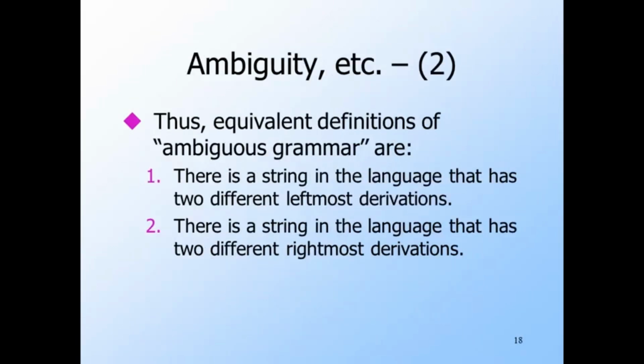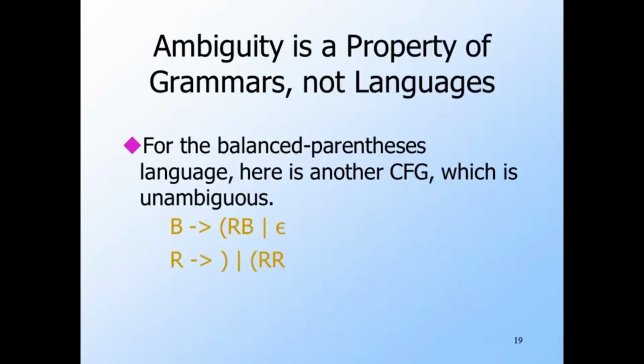Thus, we could also define a grammar to be ambiguous if it has a string with two different leftmost derivations or two different rightmost derivations. Fortunately, just because one grammar for a language is ambiguous does not mean that we can't find another grammar for the same language that is unambiguous. But as an aside, which we'll get to later, the opposite is not true either. That is, there are some ambiguous grammars for which no unambiguous equivalent exists. Anyway, here is a grammar for balanced parentheses that is unambiguous.